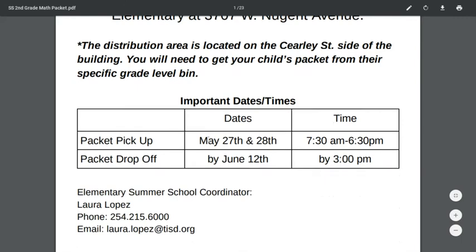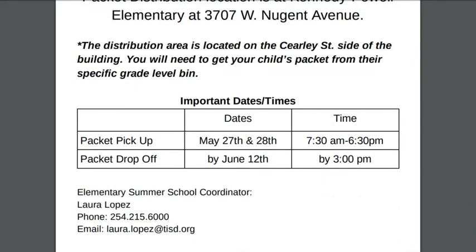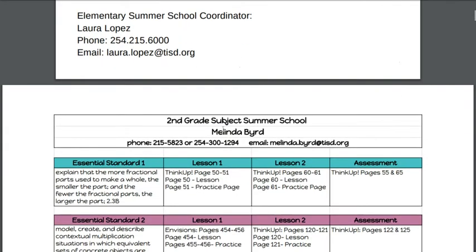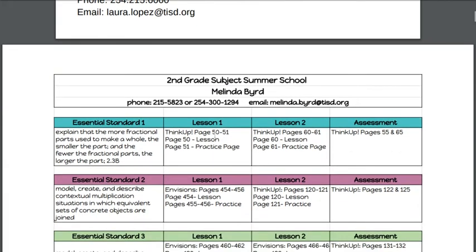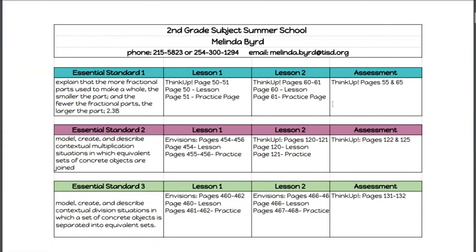You will need to pick up your packet on May 27th or 28th between 7:30 a.m. and 6:30 p.m., and you will need to complete it and drop it back off by June 12th, no later than 3 o'clock. Here we have our lessons for the math packet for second grade.